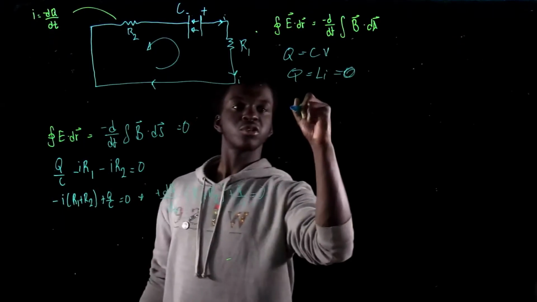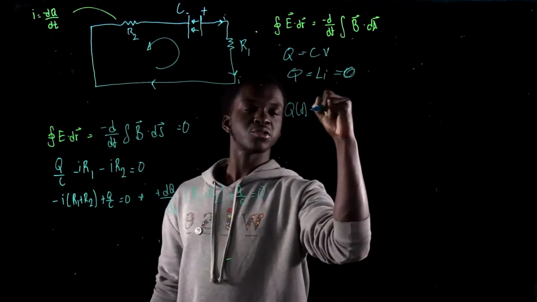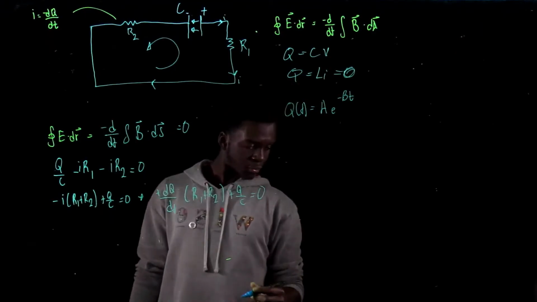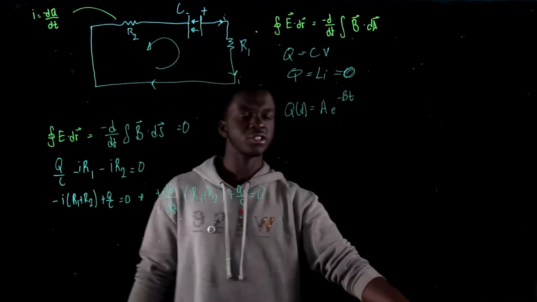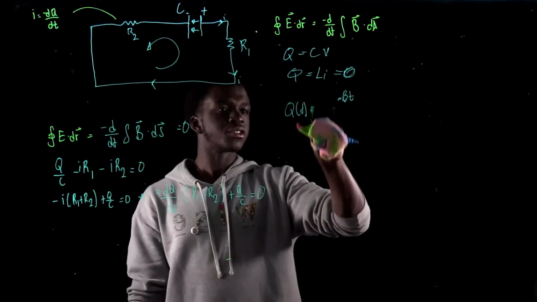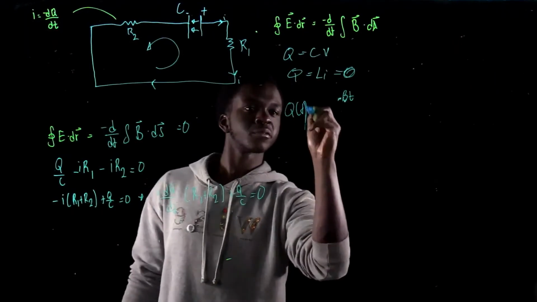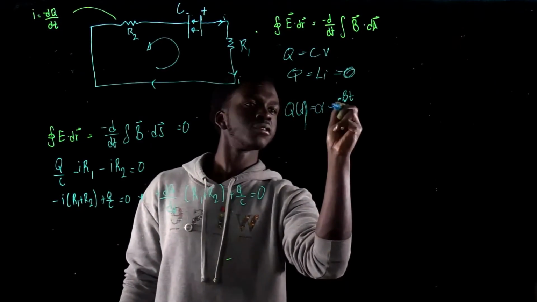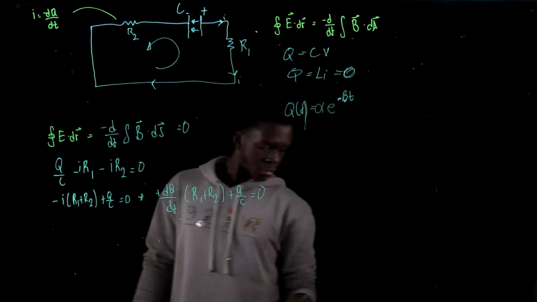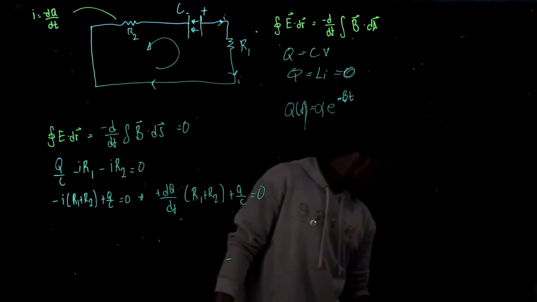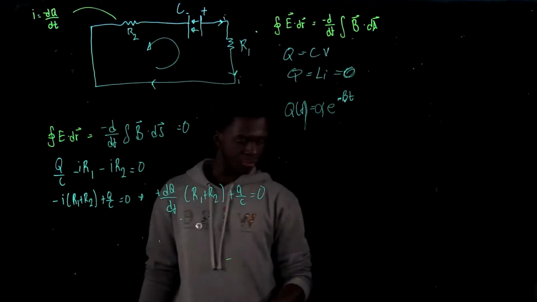And for this one, we know Q over T. We're going to be using the fundamental equations. It's going to be alpha E negative beta T. I don't think it's A. It's alpha E negative beta T.